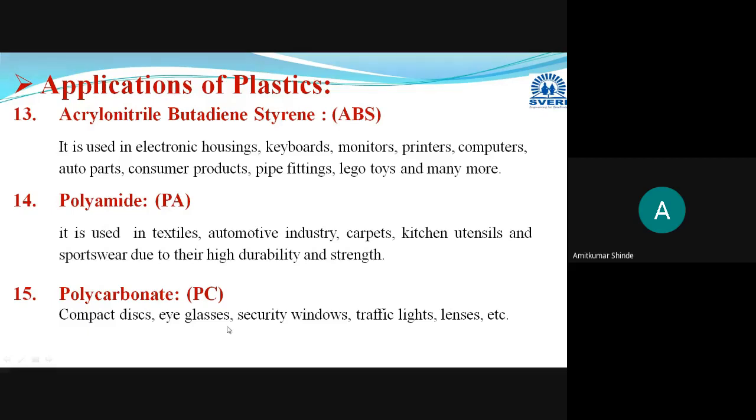Then polycarbonates, denoted by PC. Now for its specific application: nowadays you can see that the specs you are wearing have lenses, which consist of eyeglasses.